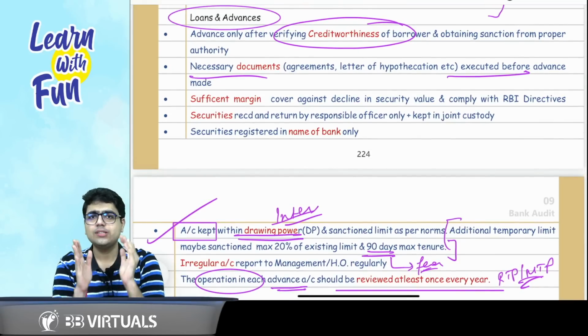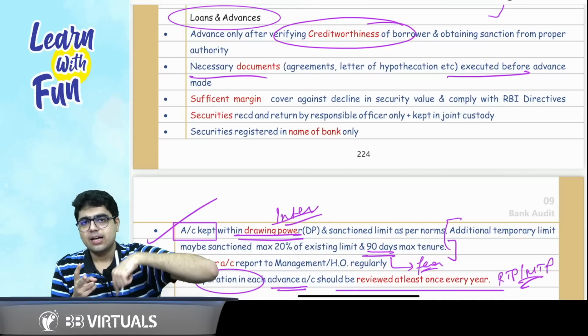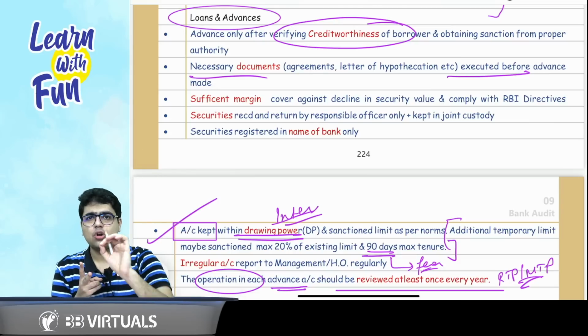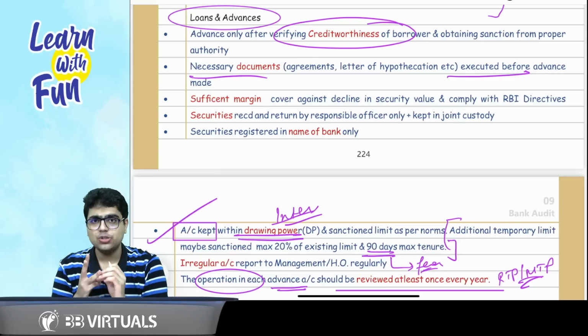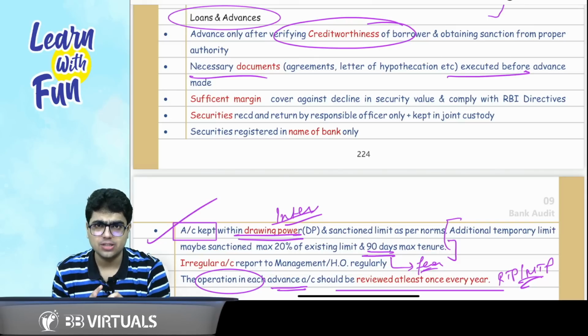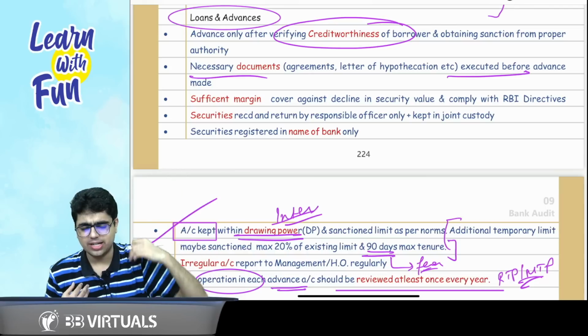Yes, sir. Loans and advances. First of all, check the creditworthiness of the other party. If it is okay, execute all the documents. Make sure all the documents are executed before the amount is credited to the other party. Plus, you need to have adequate security. Sufficient margin should be there. Security should be taken and retained by a responsible officer, registered in the name of the bank.